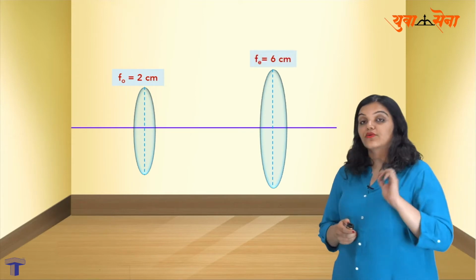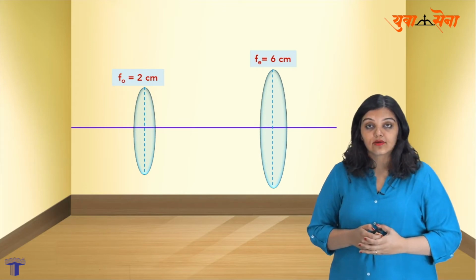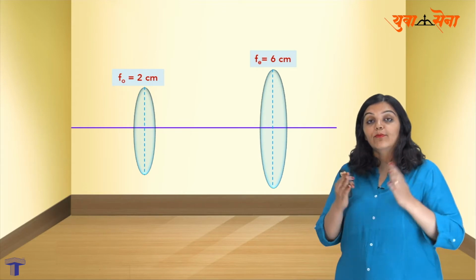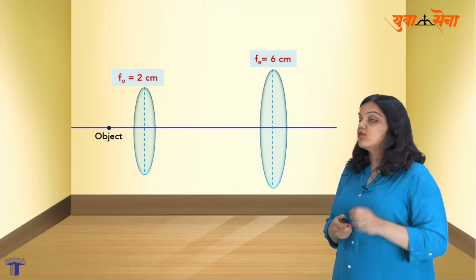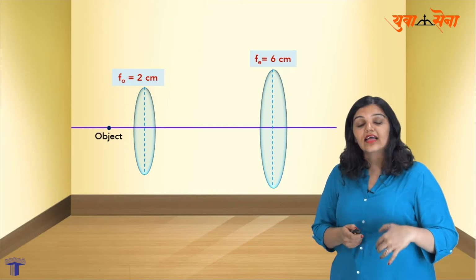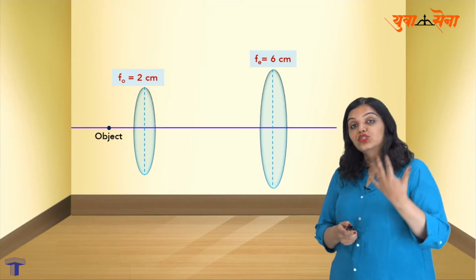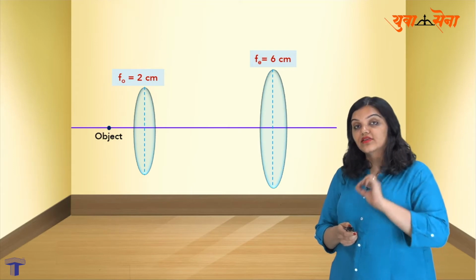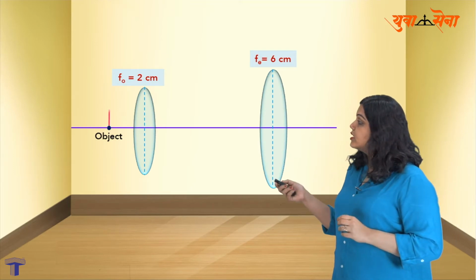The next thing we want to recall is how does a compound microscope work? Well, in a compound microscope we place the object on one side of the objective and then we draw its image, and we do that by drawing the appropriate rays. Now let's draw the appropriate rays.